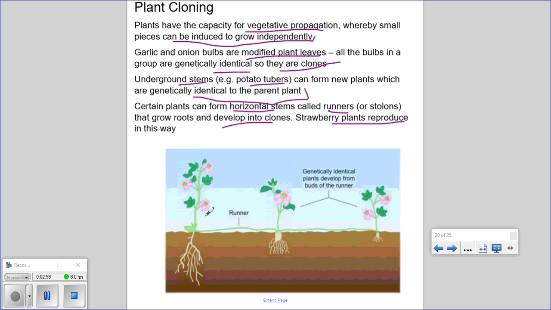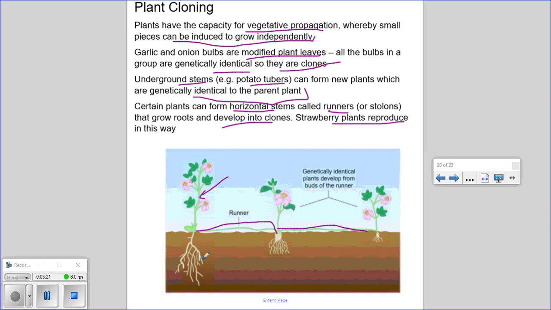So in that example of runners, here we have our plant, and they will produce this little offshoot here that can root itself at a distance from that parent plant and grow into a plant that is genetically identical to the parent. And that plant itself can also produce runners. So in this way, the plant can propagate itself.